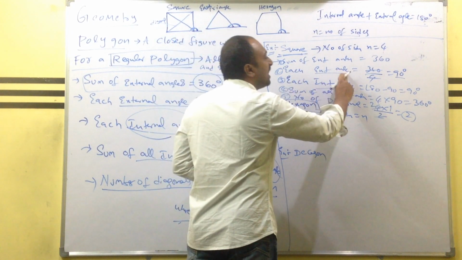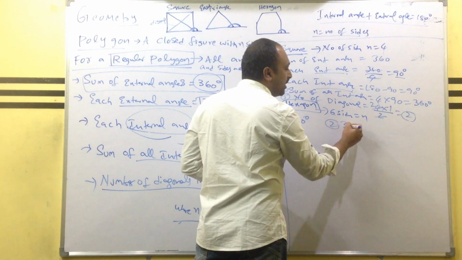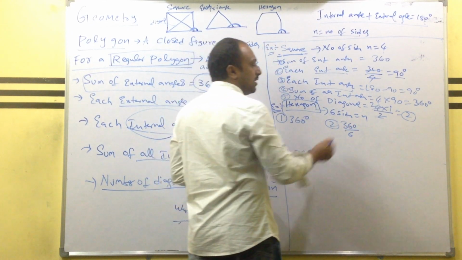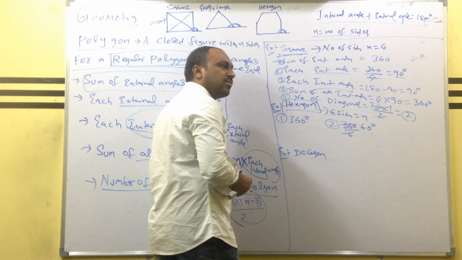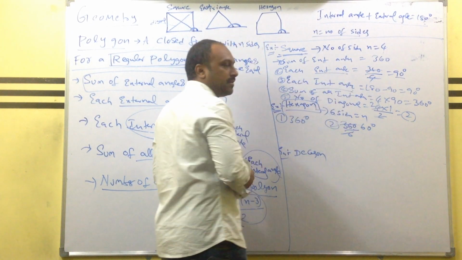So each external angle is nothing but 360 divided by the number of sides. 6 sides. So 360 by 6. What is 360 by 6? 6 6s are 36. That's why you can say 60 degrees is each external angle.